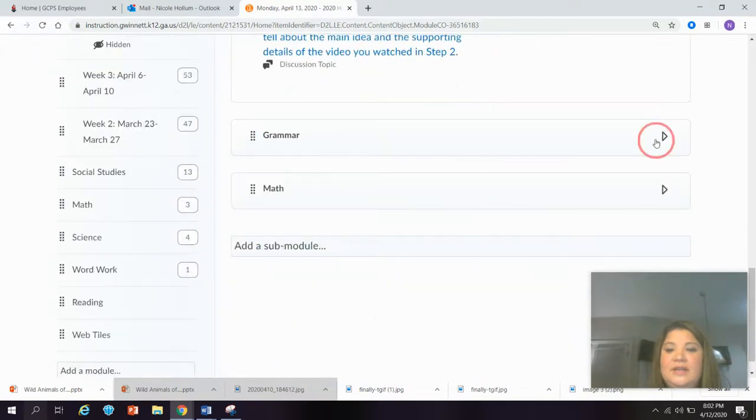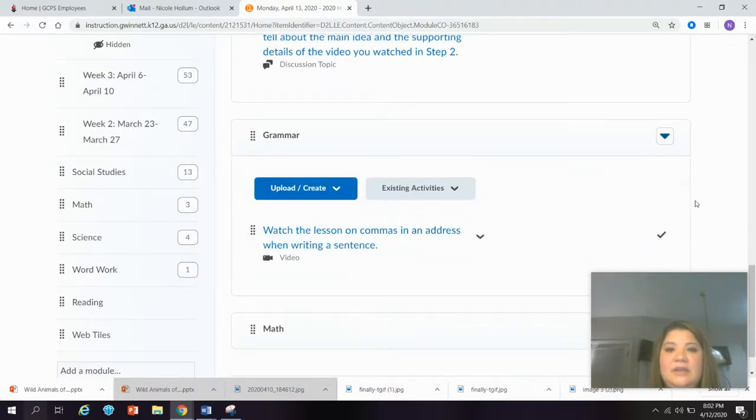if you look down here, you're going to be listening to a lesson with Miss Phillips again. And this week, you're going to learn about how to use commas in an address when you're writing a sentence. So you might need some paper or pencil to practice along with her, but just make sure that you watch the entire lesson.